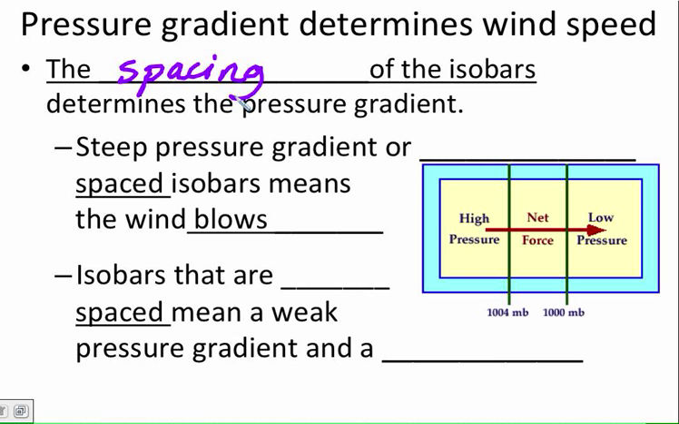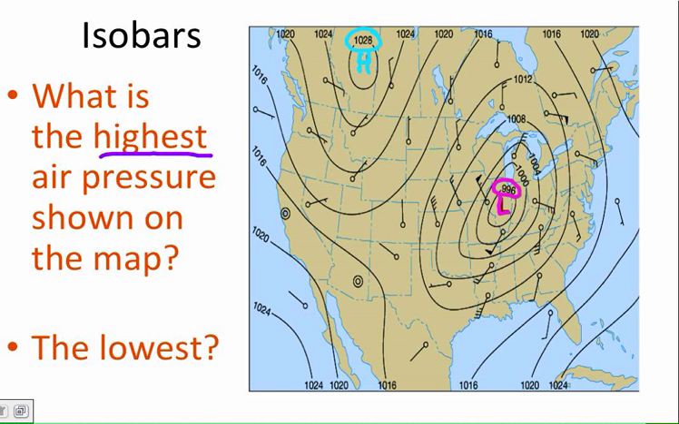In the case of isobars that are closely spaced, those are areas that tend to have the fastest wind speeds. So the closer the isobars are, the faster the air is moving. So if I look back at my diagram here, I've got a lot of isobars quite close together in this zone. That means a change in pressure very rapidly. That's going to give me a high wind speed.